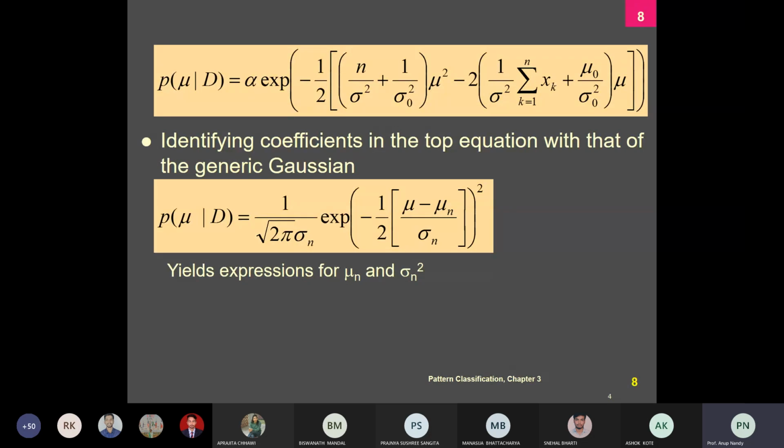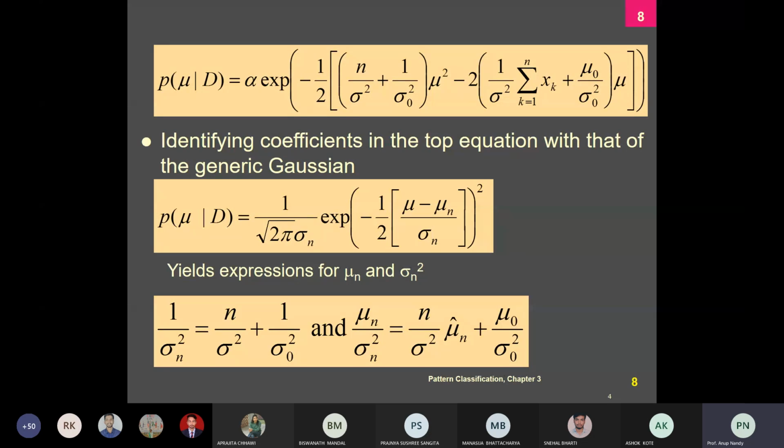Now you have to identify the coefficient in the top equations with that of the generic Gaussian. So this is the Gaussian formula, a univariate Gaussian distribution. Now you just have to equate the coefficients, which yields expressions for mu n and sigma n square.